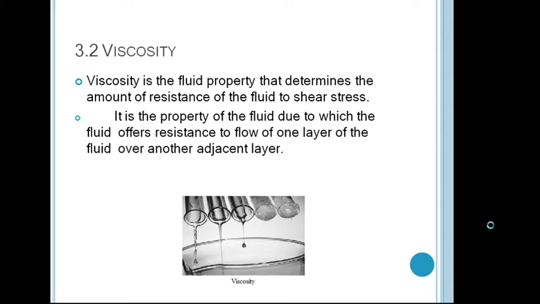Viscosity is the fluid property that determines the amount of resistance of the fluid to shear stress. Second point, it is the property of the fluid due to which the fluid offers resistance to the flow of one layer of the fluid over another adjacent layer. If there is a fluid flow through a pipe or over a flat surface, then what do we assume? The fluid flows in the form of a number of layers over that surface. Now what is viscosity? It is the resistance offered by one layer to its adjacent layer of a fluid. That is the definition of viscosity.